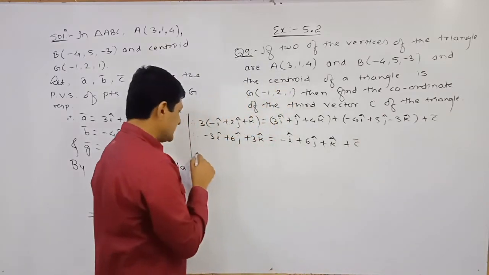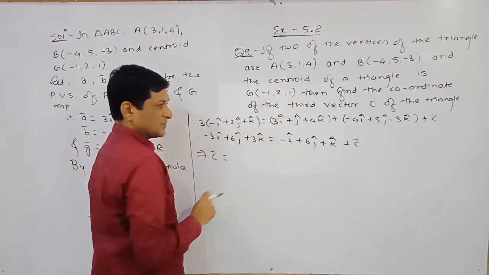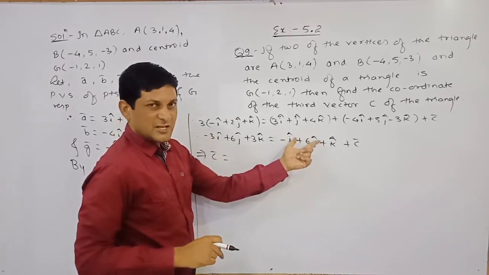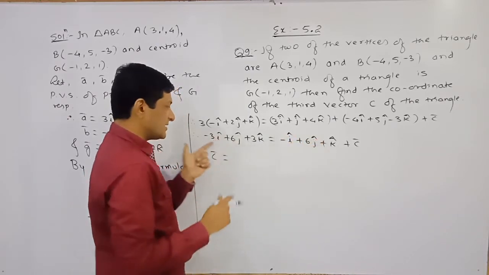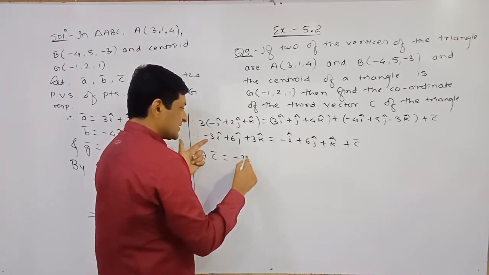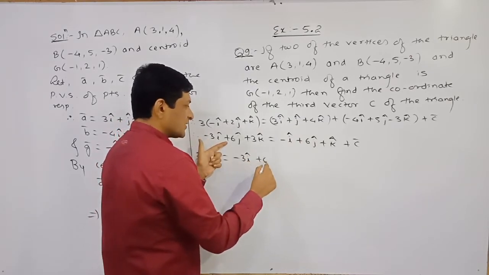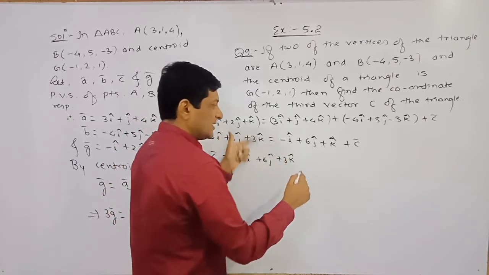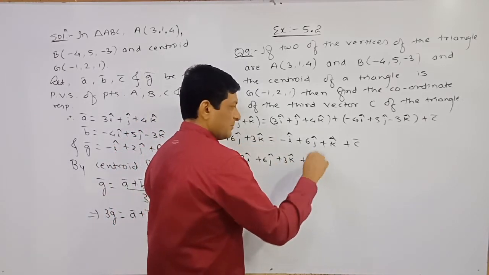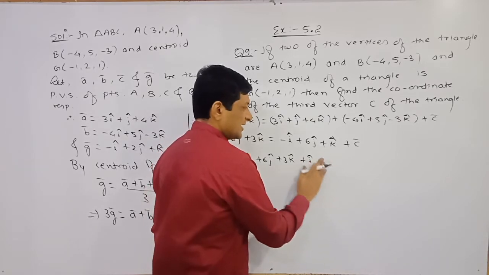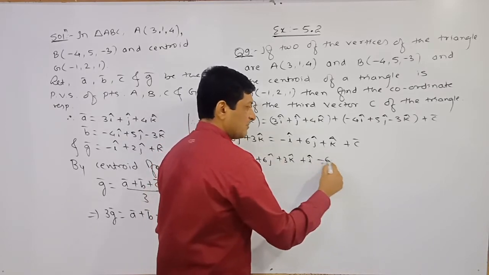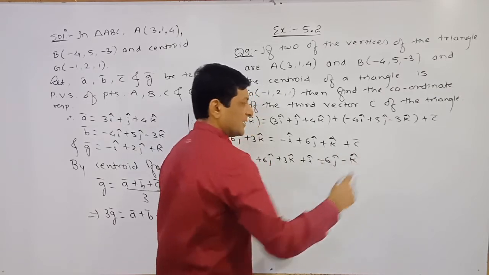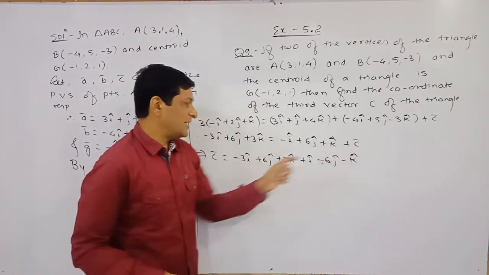So this implies that C bar will be equal to, by transposition, collecting all these terms on this side, minus 3i plus 6j plus 3k cap. Now minus i cap on this side will become plus i cap, plus 6j cap on this side will become minus 6j cap, and plus k cap on this side will become minus k cap. So what is the remaining term on this side?